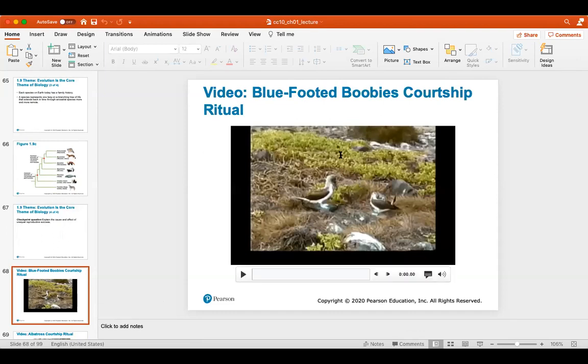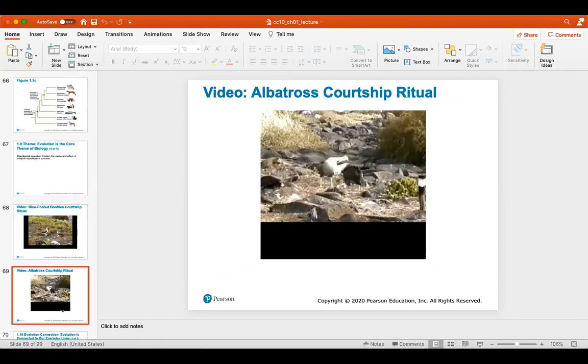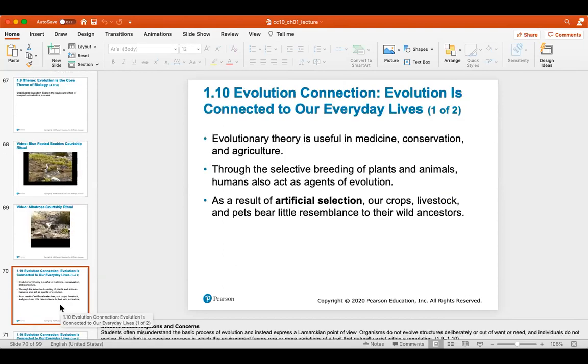Here's a great video on the blue-footed booby bird courtship ritual, which is really interesting. They have a way of attracting their mates by doing this cool dance. So if you download the PowerPoint, you'll be able to watch this video on your own too. And the albatross courtship ritual as well.